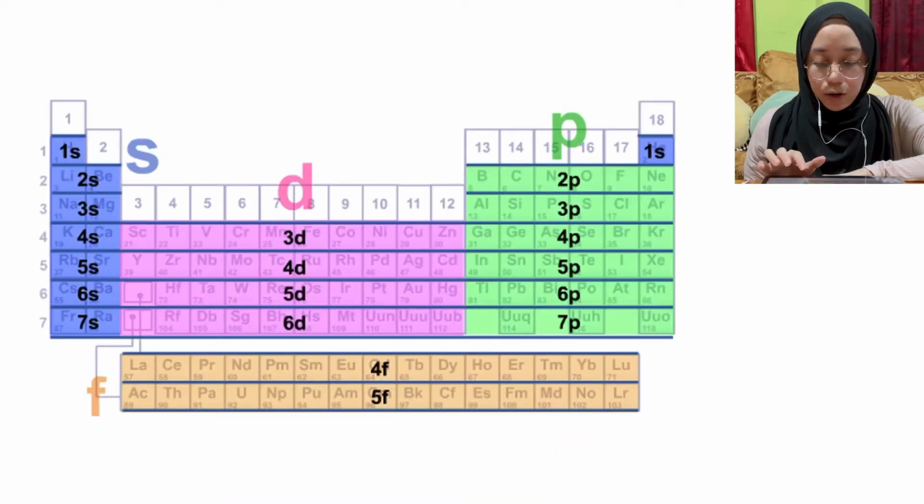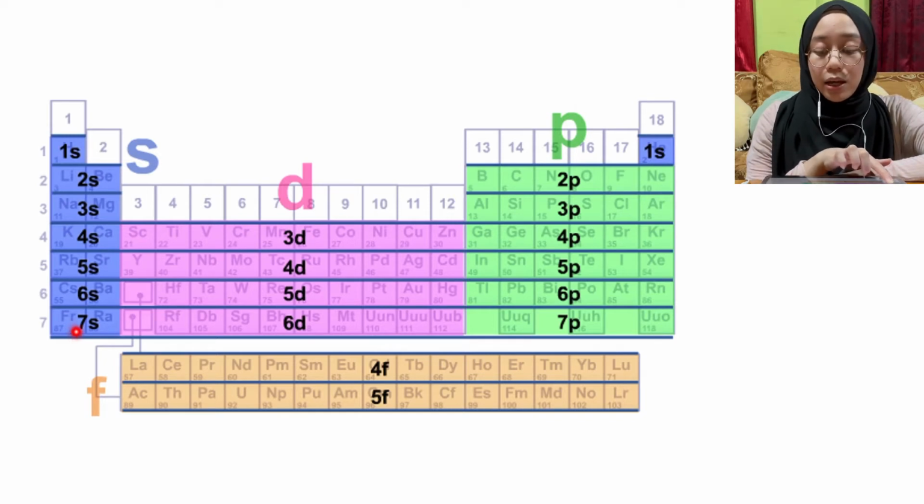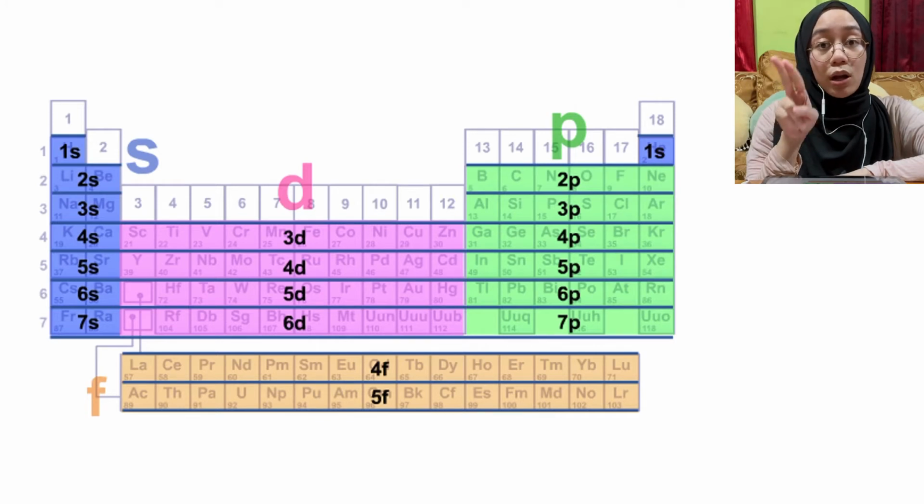Okay, so if we look at this picture, the S block is on the left side. It covers the alkali metals and the alkaline earth metals, including helium. Helium in group 18 is actually considered as an S orbital too, because after all, helium has only 2 electrons. Both electrons go into 1s.